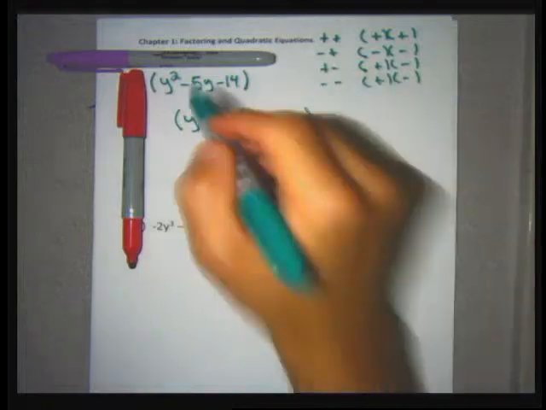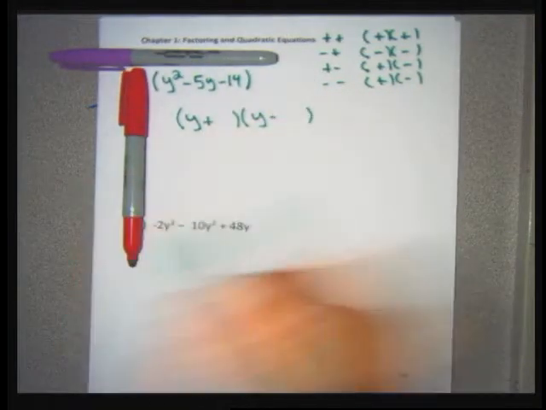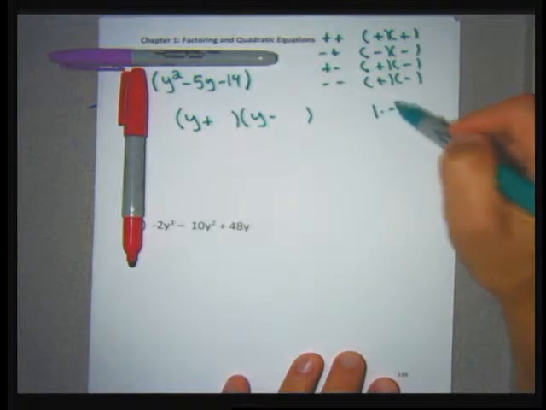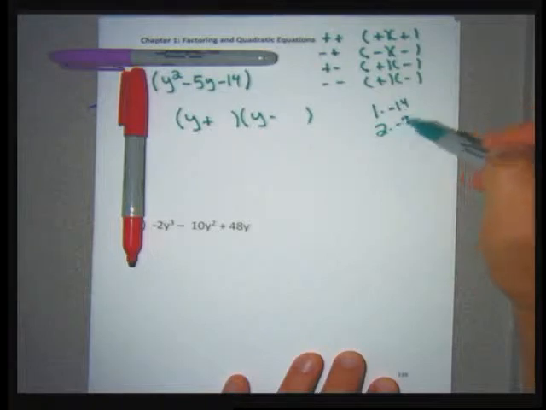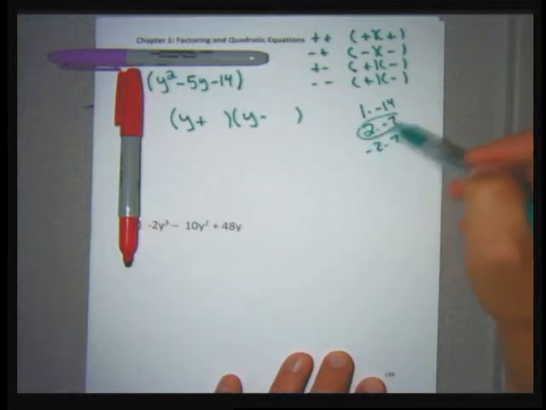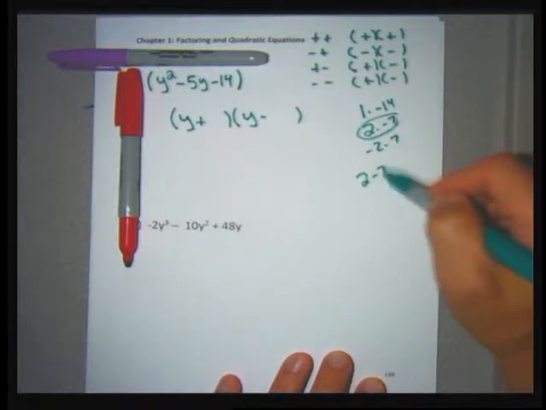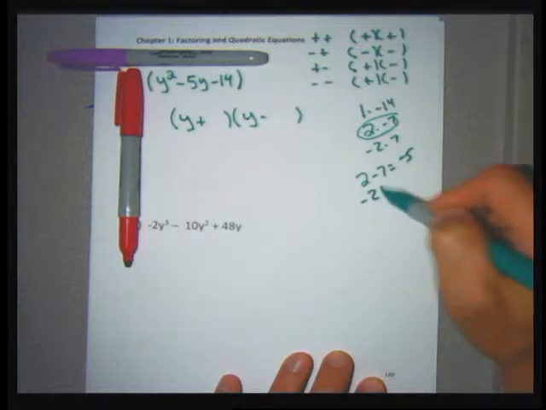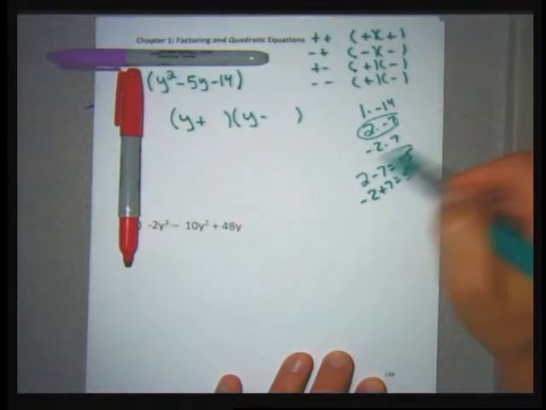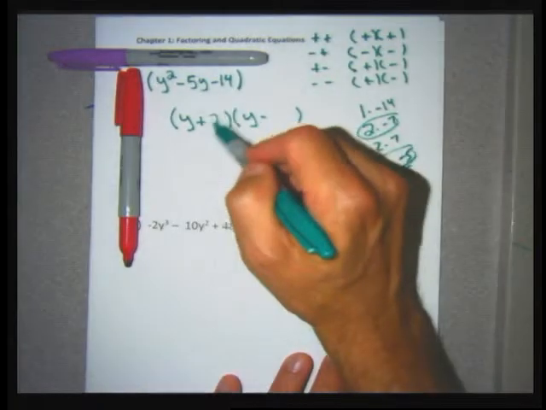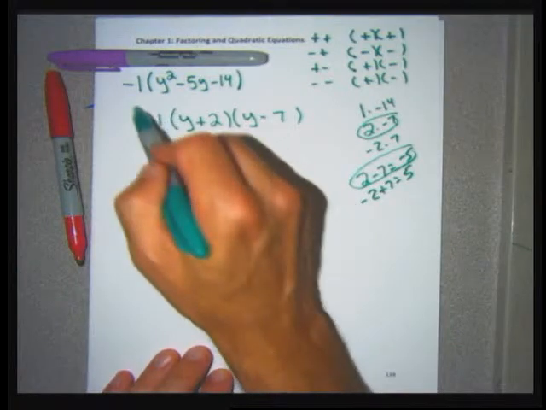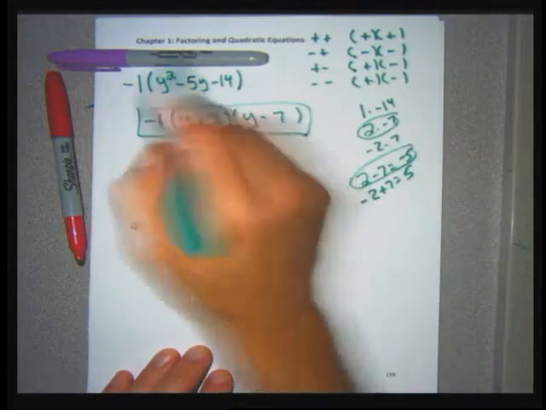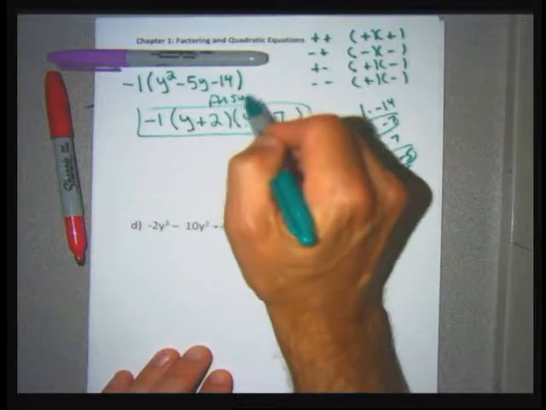The signs are plus and minus. And then I start hunting around with the 14. I could do 1 and minus 14. I don't see a 5 there, so I'll move on to the next. I could either do 2 and minus 7 or minus 2 and 7. The pair that I need is the 2 and the minus 7, because 2 minus 7 is -5, and -2 plus 7 is +5. So I can tell I need a +2 and a -7. And I'm going to bring that -1 and incorporate it into my answer, and I'm done. This is the answer to part C of number 1.